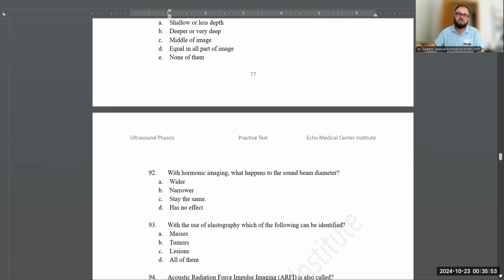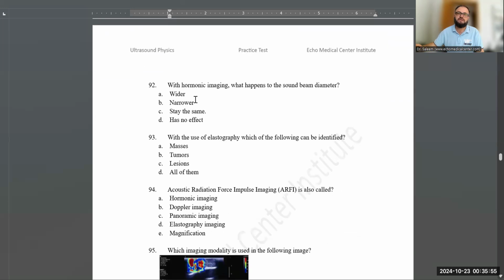Okay. So, question number 92. It says, with harmonic imaging, what happens to the sound beam diameter? What do you think? When we activate harmonics, so what happens to the beam diameter? Does it get wider, narrow, stay the same, or has no effect? What do you think? Yes, correct. B is the correct answer. The beam gets narrower, more narrow. When you turn on your harmonics, it becomes narrower.